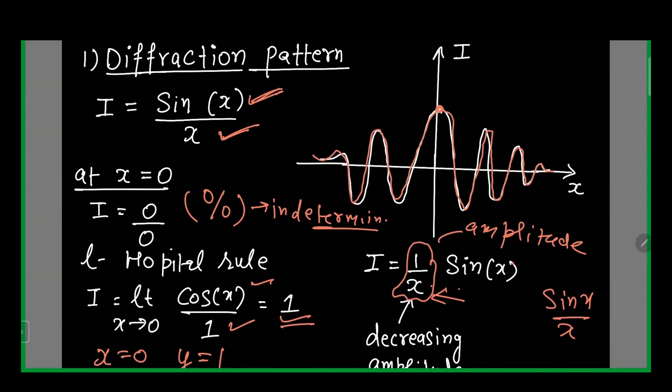So this is how you plot tricky graphs. You need to use some tricks. So what is the trick I used here? I made 1 by x the amplitude of sin x. And I said, okay, if I increase x, my amplitude will decrease. So the amplitude of my sin x graph is decreasing, and I will get a graph like this.